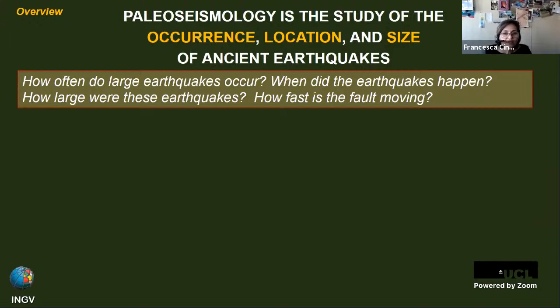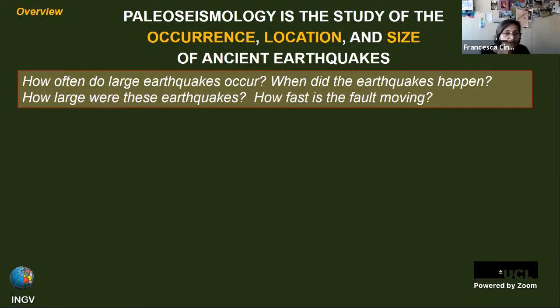So first of all, what is palaeoseismology? It is the study of the occurrence, location and size of ancient earthquakes, and it tries to contribute to answering the following questions: how often do large earthquakes occur? When did the earthquakes happen? How large were these earthquakes? And how fast is the fault moving? I think that we all agree that just having half of an answer to these questions, we are already making large advances in prediction.